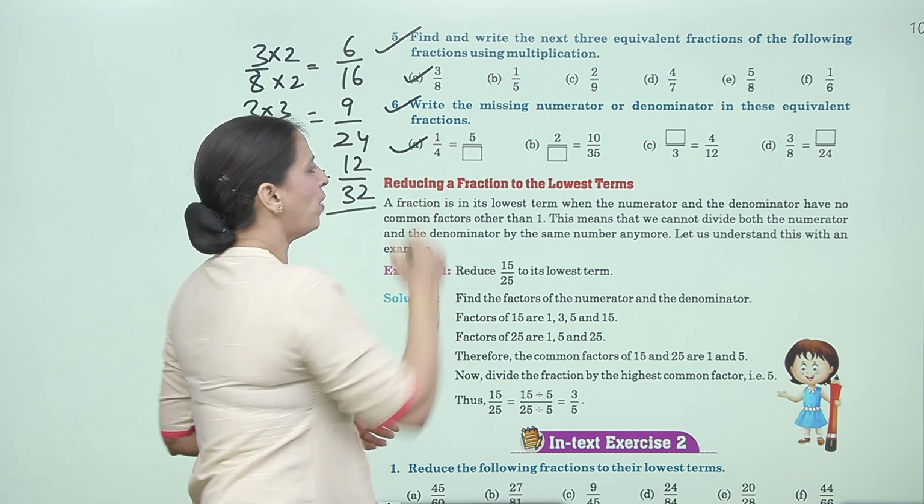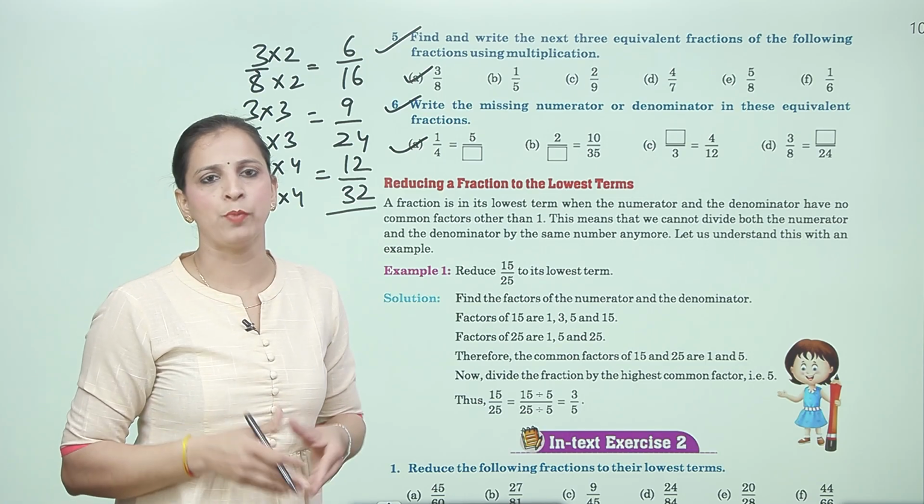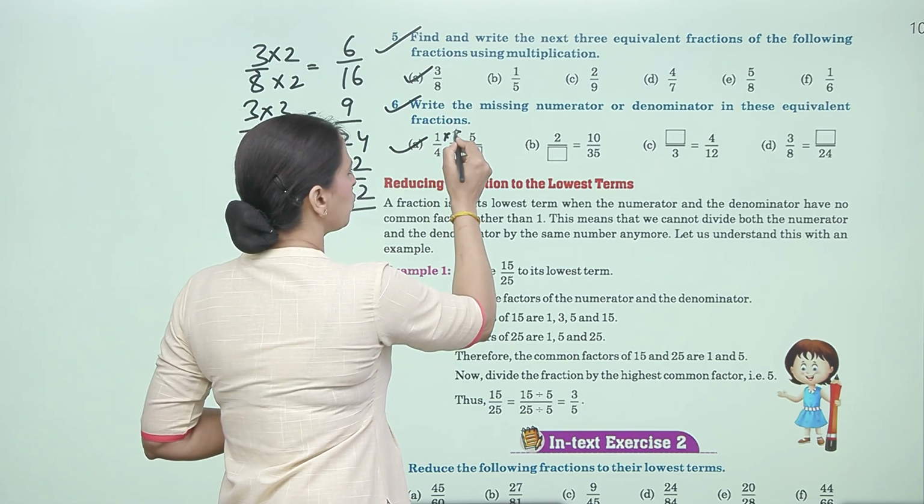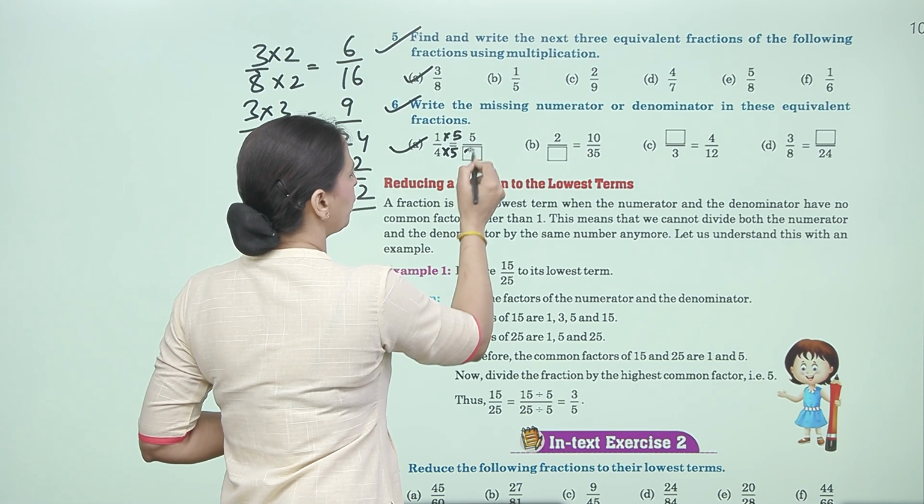Now A part 1 by 4 is equal to 5 upon. 1 multiply by 5 is equal to 5 and 4 multiply by 5, 4 5s are 20.